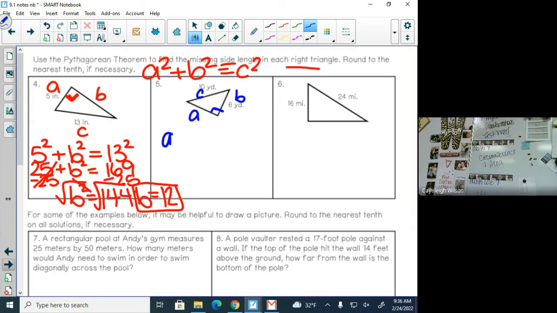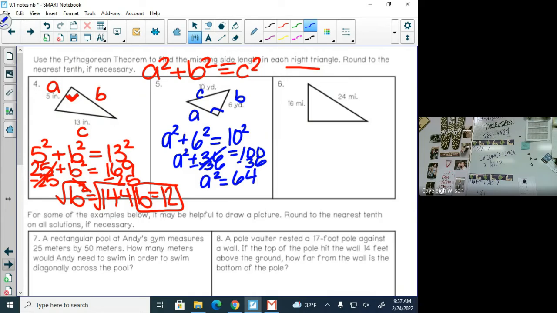So then it's A squared plus B squared, but we said B is going to be 6, so 6 squared equals C squared, just 10. So that's A squared plus 36 equals 100. I'll subtract the 36. So that's A squared equals 64. And then the square root of 64 is 8. All right, I'm gonna let you all do number 6, and once again, round to 1 decimal place.